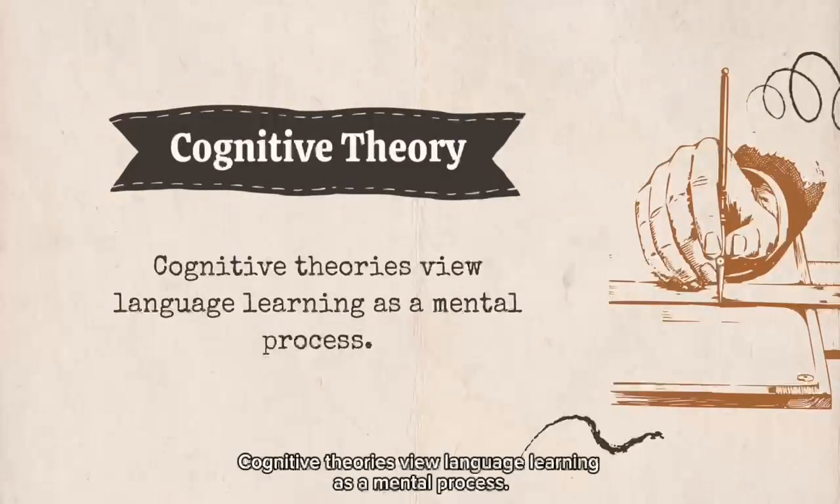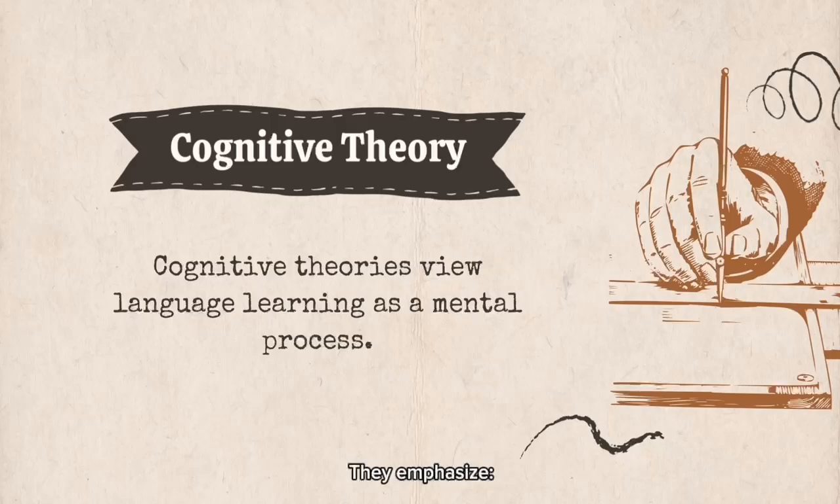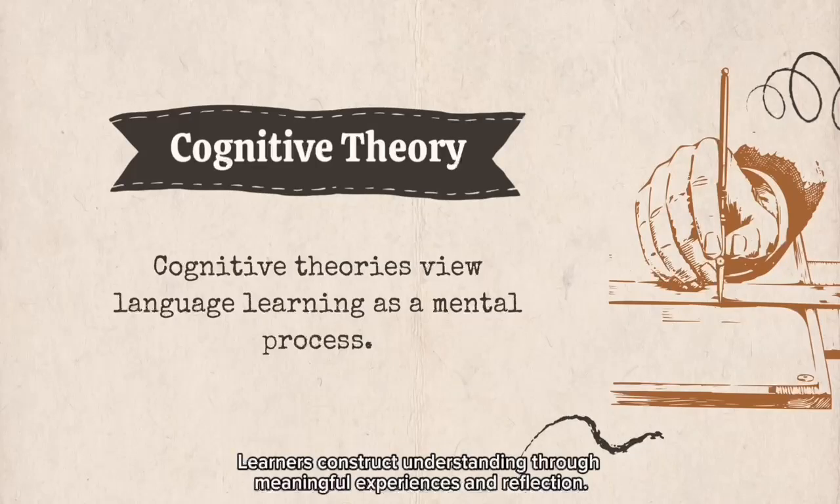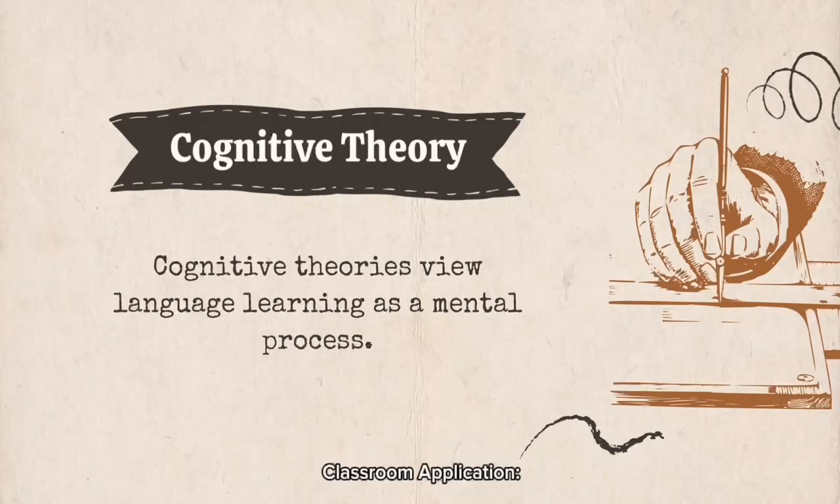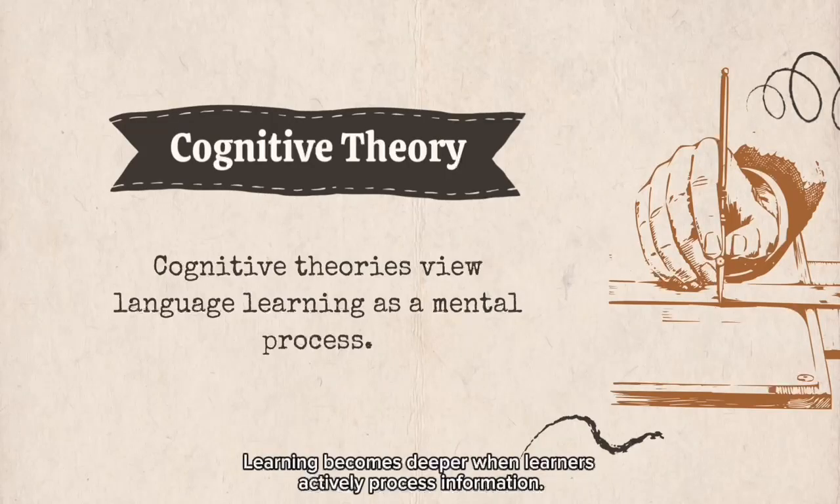4. Cognitive theory. Cognitive theories view language learning as a mental process. They emphasize memory, attention, problem solving, and active mental processing. Learners construct understanding through meaningful experiences and reflection. Classroom application. Teachers use strategies like mnemonics, categorization, and contextual problem solving. Learning becomes deeper when learners actively process information.